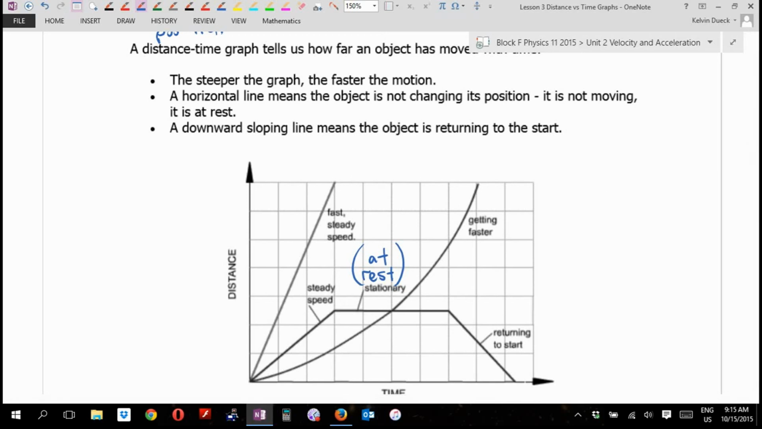A downward sloping line means the object is returning to the start. If we threw it in the air, it's coming back down. If we were driving, it's now going backwards. If we started out going north, downwards would mean going south. We need more context, but those are going to be our general ones. A curve means your speed is increasing.